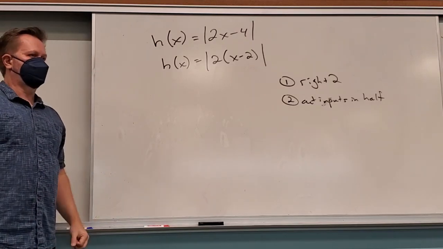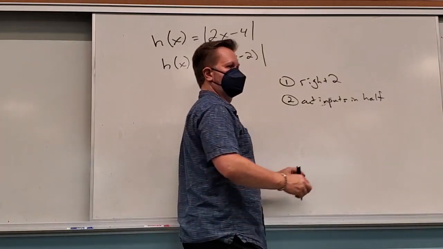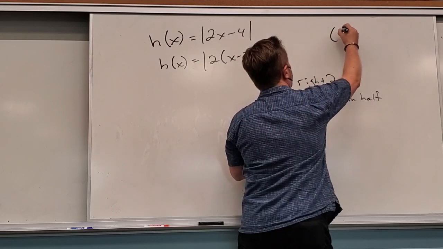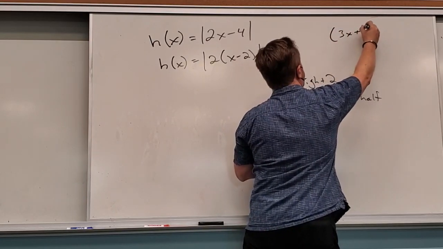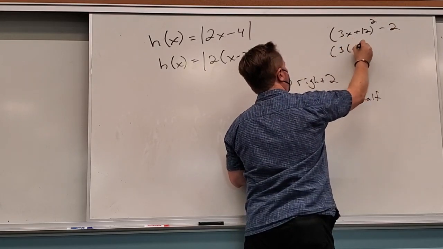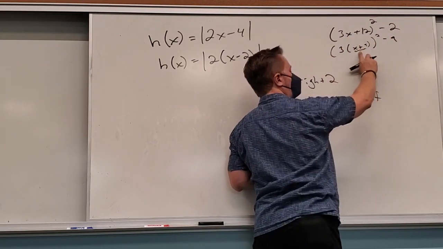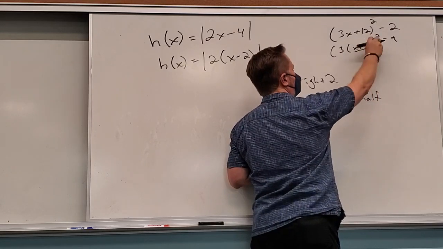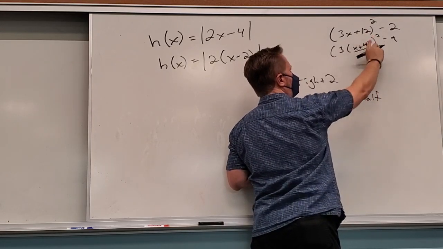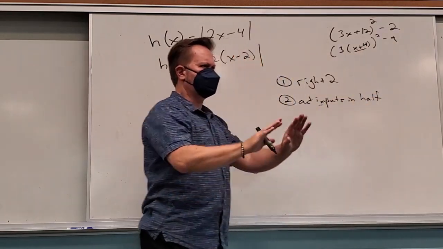So when there's an absolute value, you always want to get the x by itself? No, whenever anything. Never anything. So if I had 3x plus 12 squared minus 2, I'd have to factor a 3 out first. Then I could tell what's happening to the x. So this wouldn't be shifting left by 12, it's shifting left by 4, because that's what's happening to the x. Does it make sense?